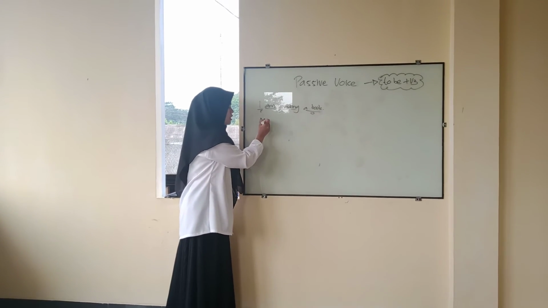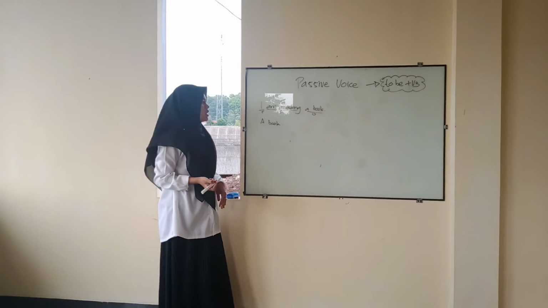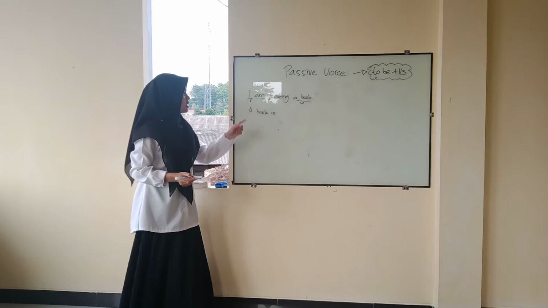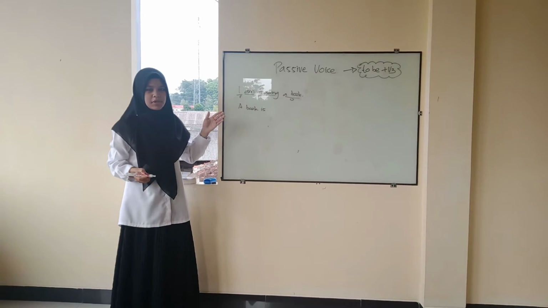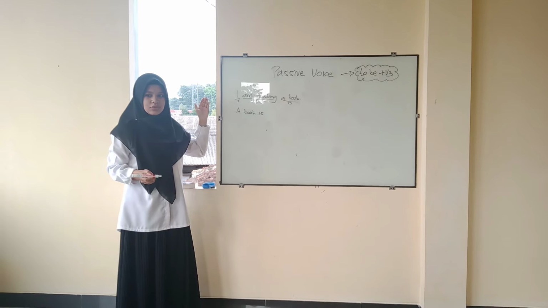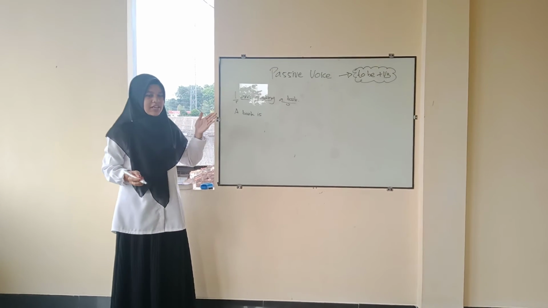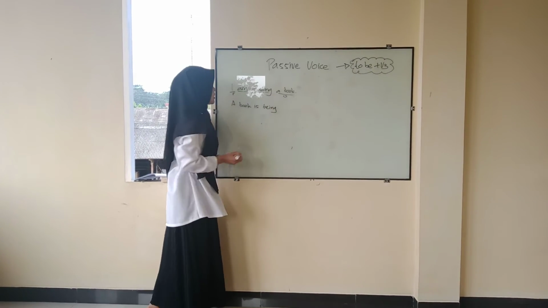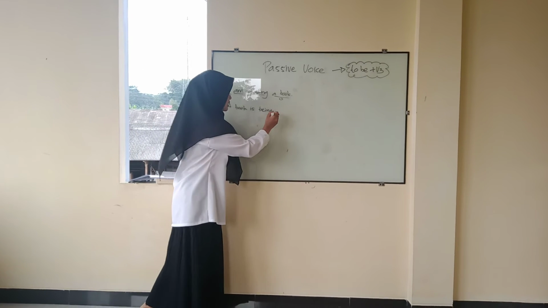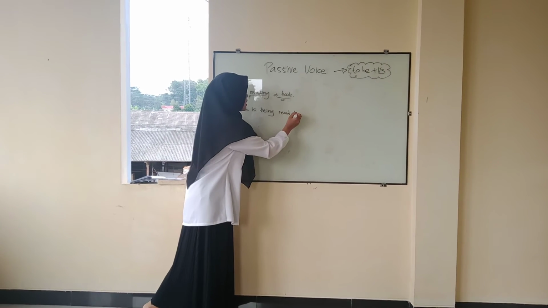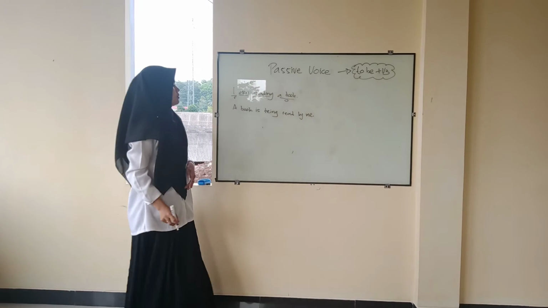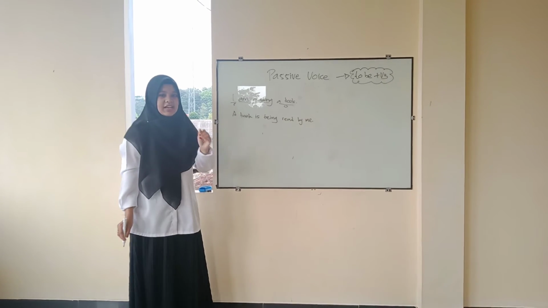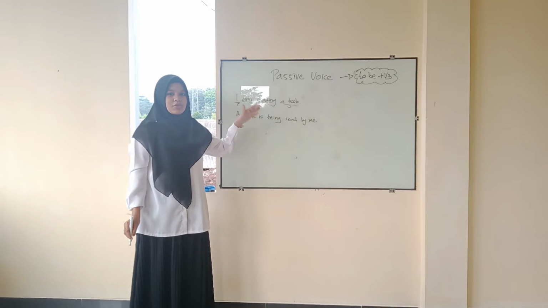Let's take a book. A book is singular, so we use is. Remember, for present continuous, after to be we use being. A book is being read by me. For read, verb 1 is read, verb 2 is read, and verb 3 is also read.